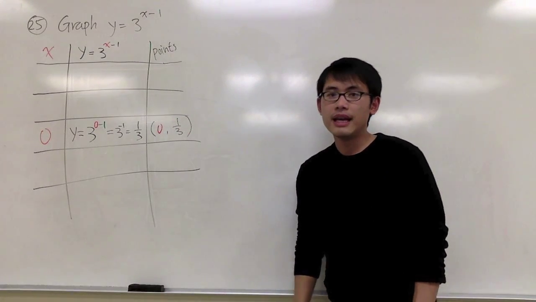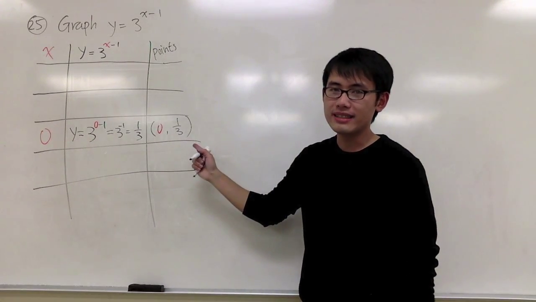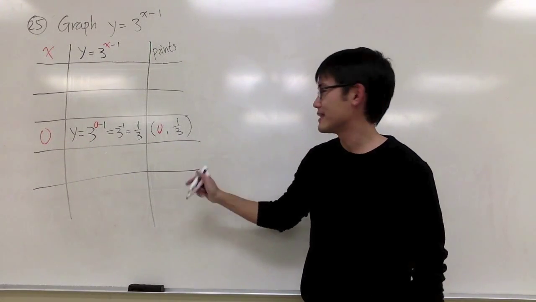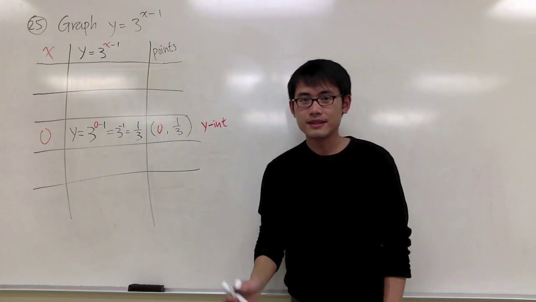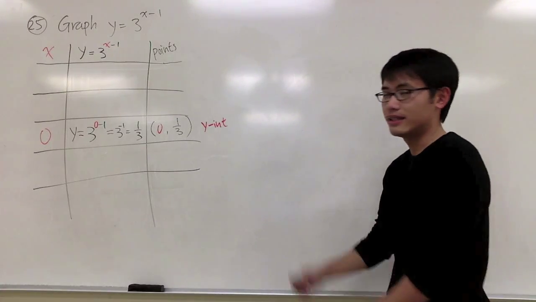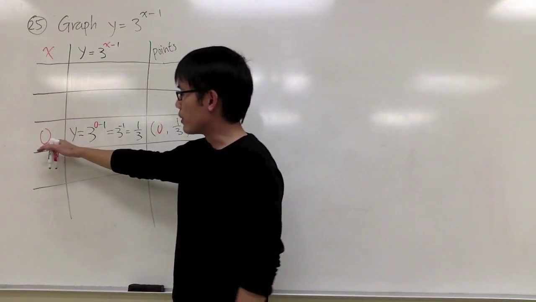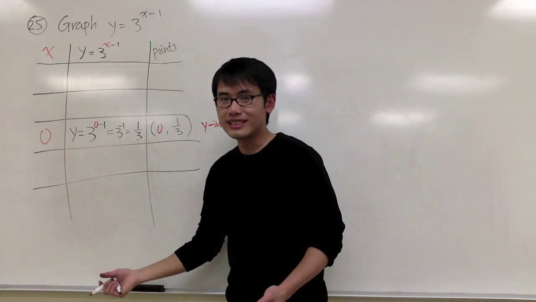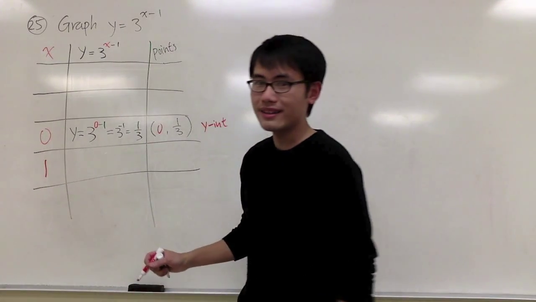Okay? And also notice that if x is equal to 0, this point that we get is exactly the y-intercept. Okay, this is also the y-intercept. So 0 is very easy to use, and then it also tells us the y-intercept as well. Once we use x is equal to 0, let's just pick its neighbor numbers. So the next number that we can use, let's pick x is equal to 1.